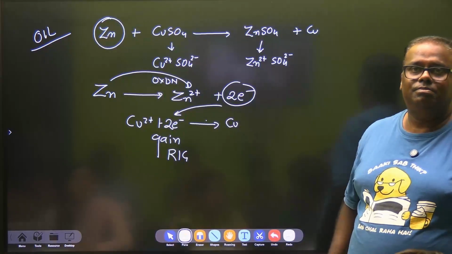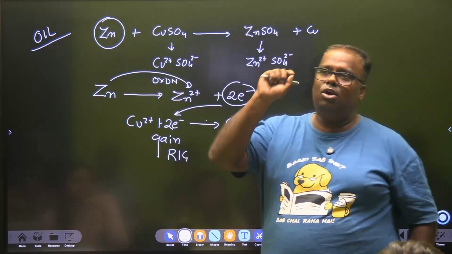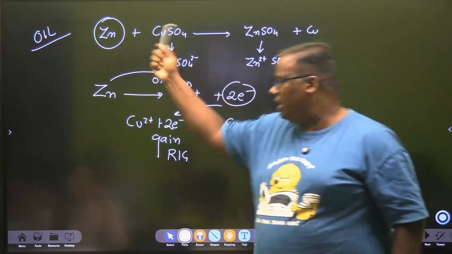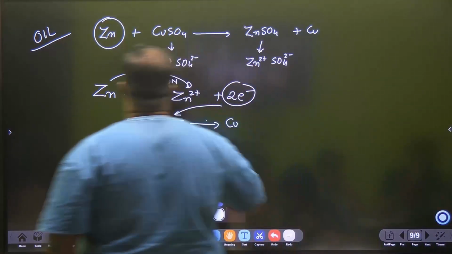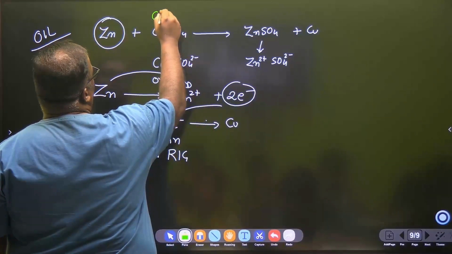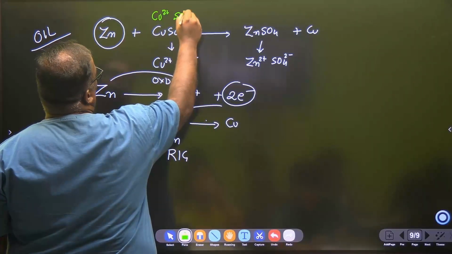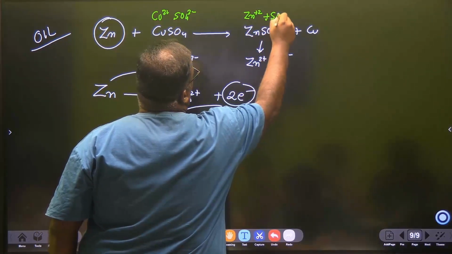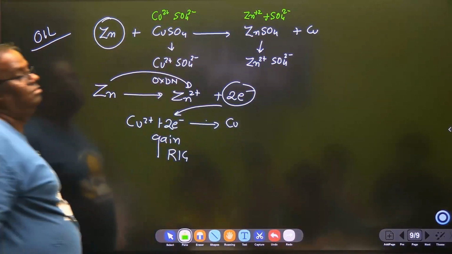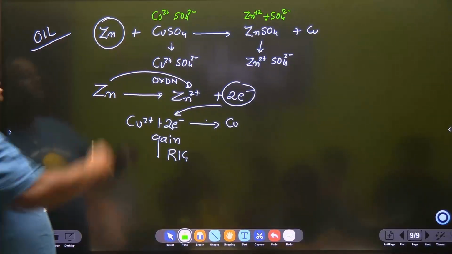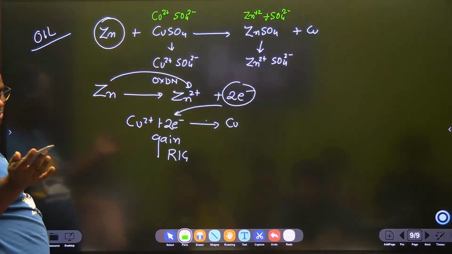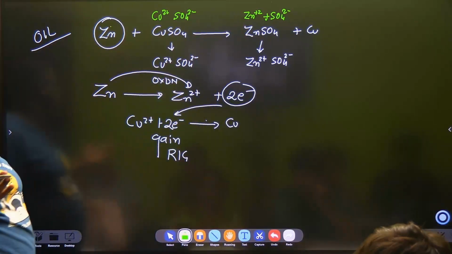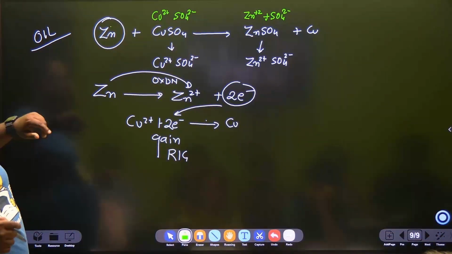Yes. Okay. Do you understand oil and rig? Tell me that first. Oxidation is loss of electrons. Now, if you look at this reaction, let me change my colors. Okay. Copper sulfate is Cu2 plus, SO4 minus. Zinc sulfate is Zn2 plus and SO4 minus. Do you agree? So if we go by oxidation state also, 0 became 2 plus, straight away oxidation. But we will go by electron concept.